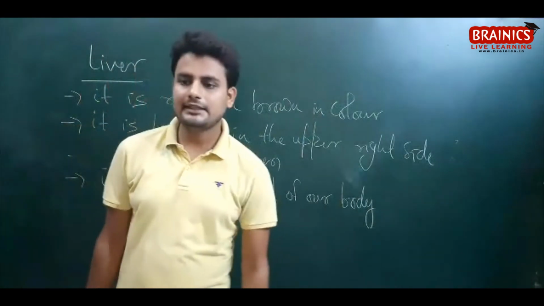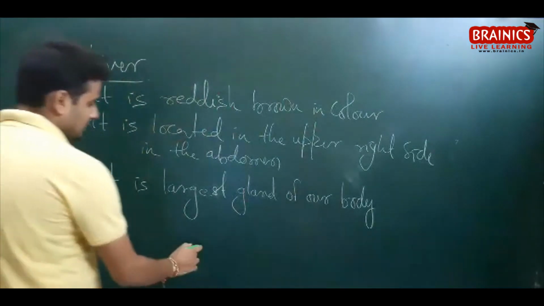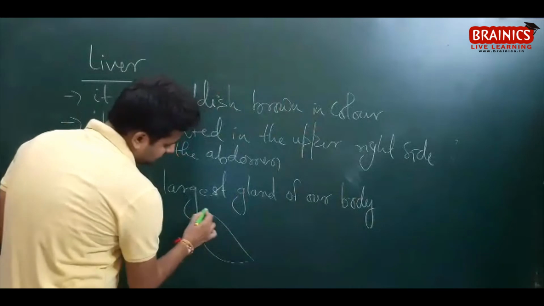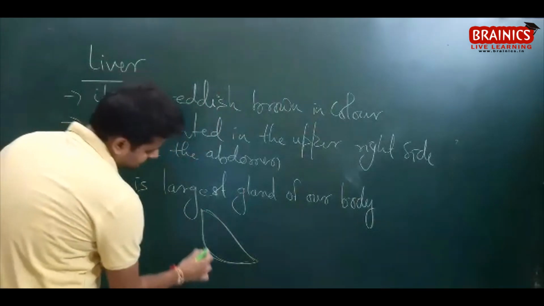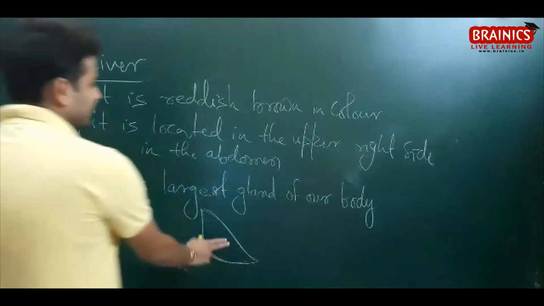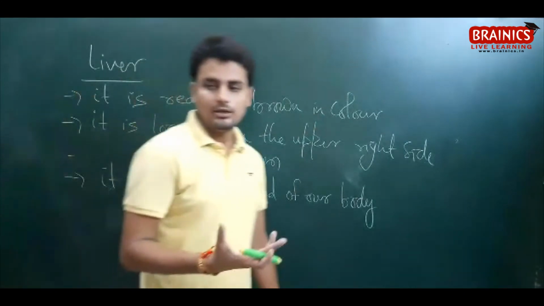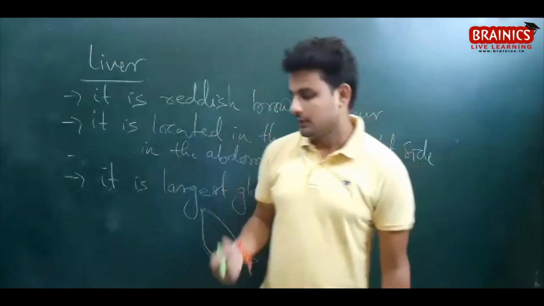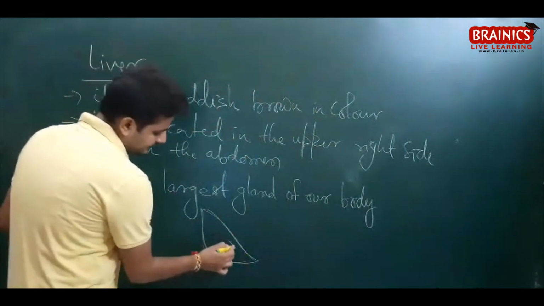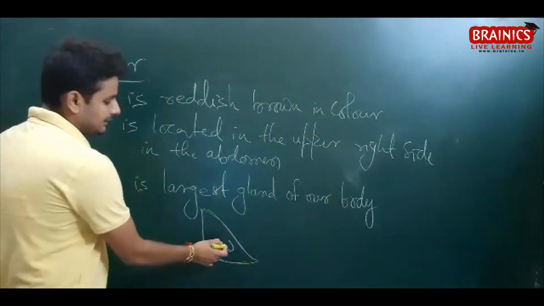Correct. It secretes bile juice. Okay, let's see. Suppose this is a liver. So it secretes bile juice. But that bile juice is stored in a sac-like structure, which is situated on the liver. So see, this is called the gallbladder.